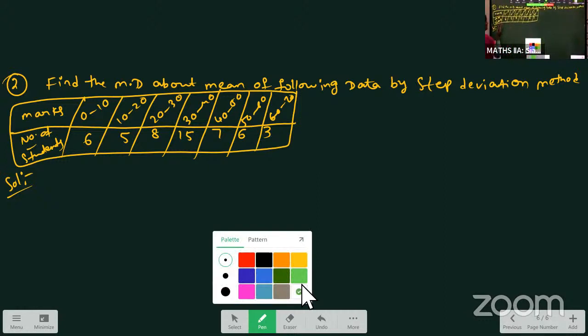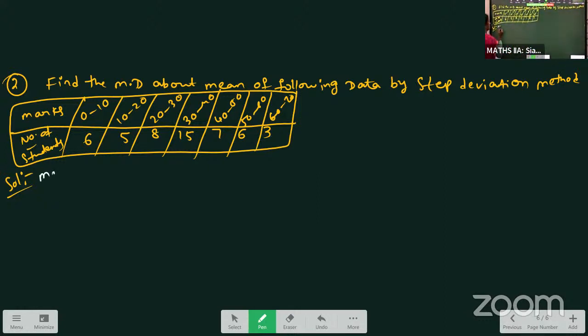So first marks, take as it is. What are the marks? 0 to 10, 10 to 20, 20 to 30, 30 to 40, 40 to 50, 50 to 60, and 60 to 70.